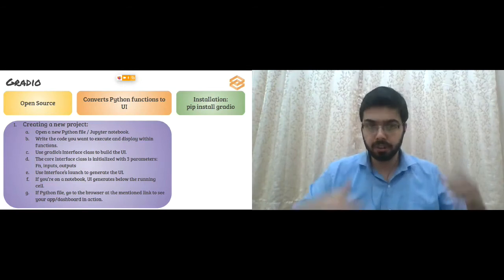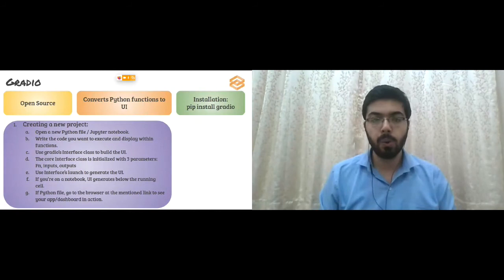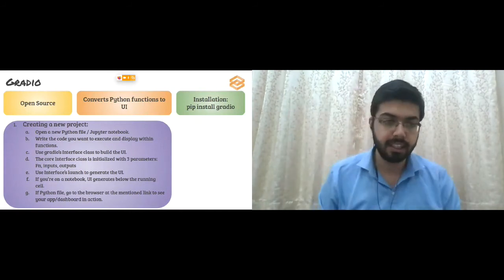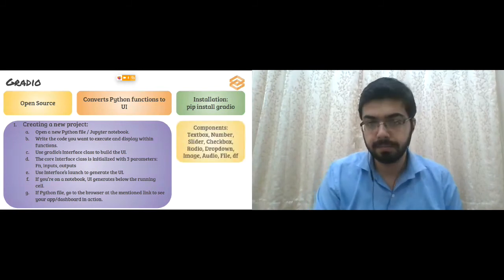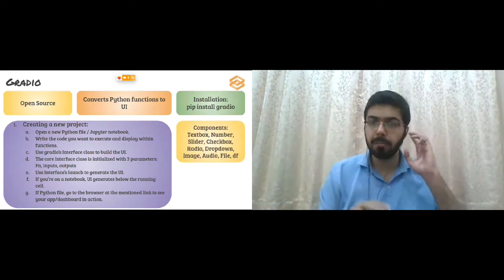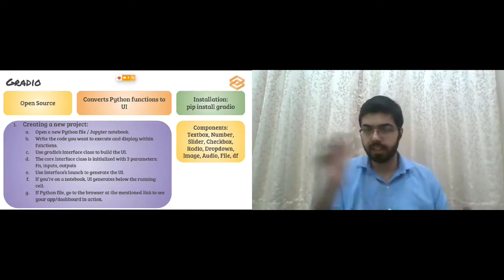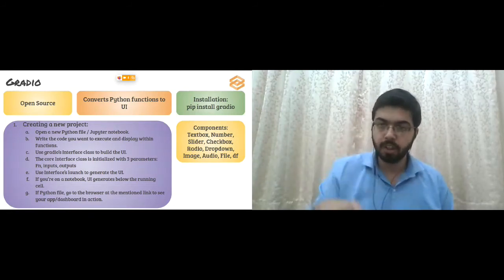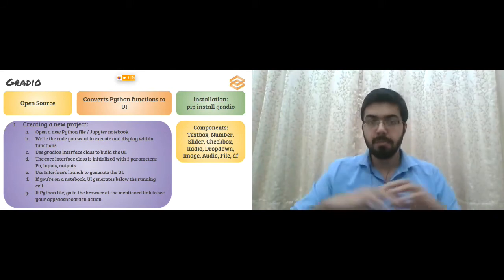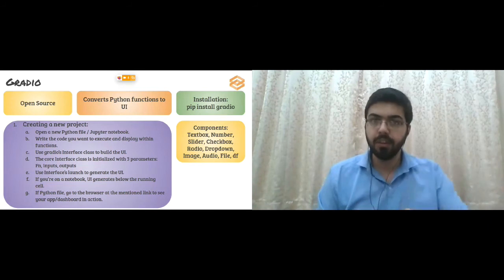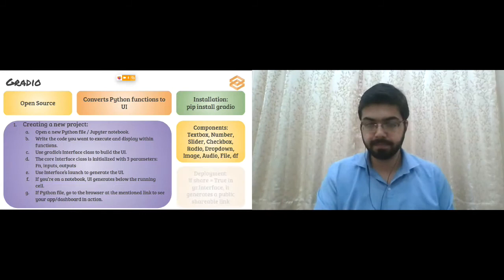If you're on a notebook, you write all of these, you execute the cell, and it generates right below your cell. Or if you have a Python file, it will generate a new link. Some of the input-output components that you can use are text boxes. You can give a number input, a slider input like we saw earlier, a checkbox, a radio, a drop-down, image, audio, file, data frames. Many different kinds of inputs you can ask the user to give, and also output similarly.